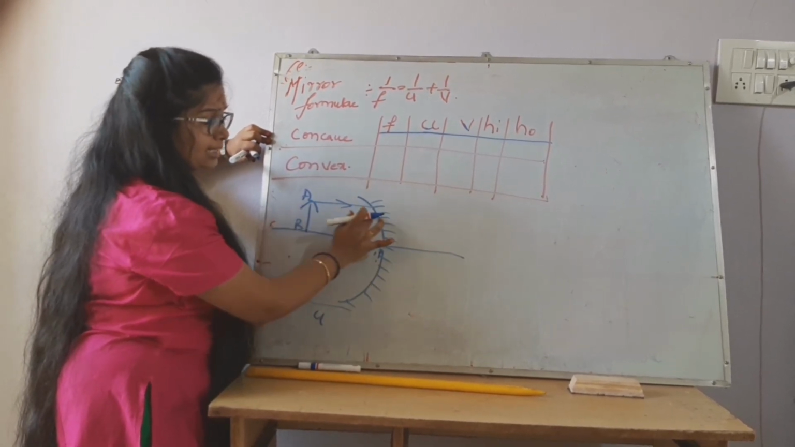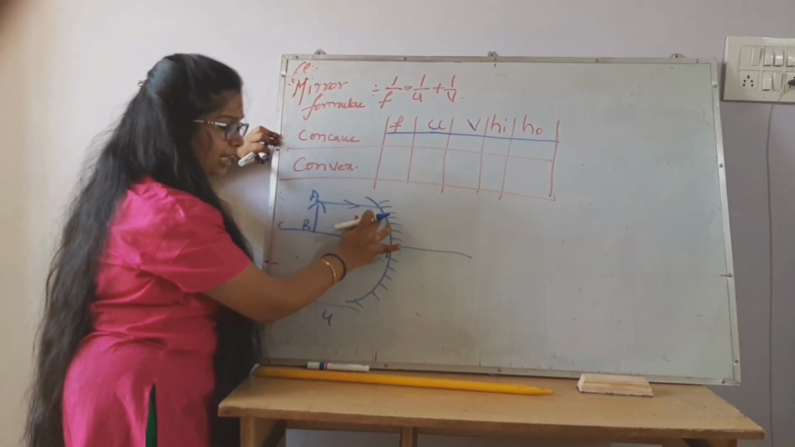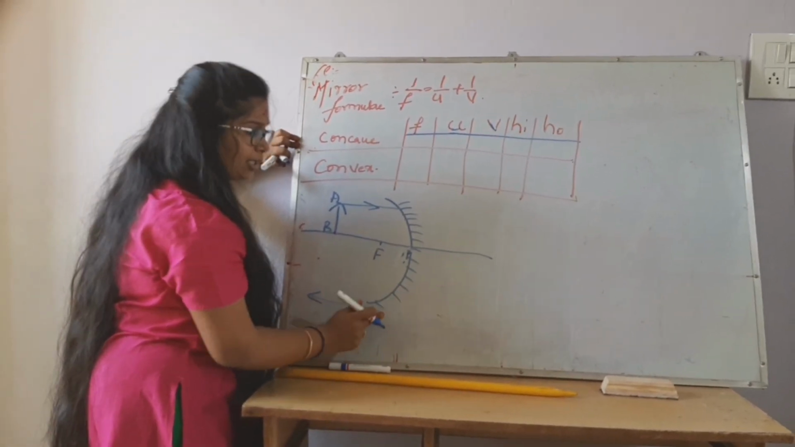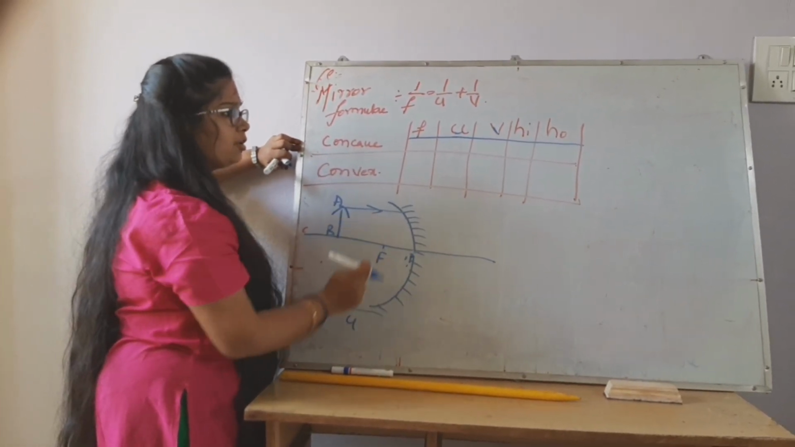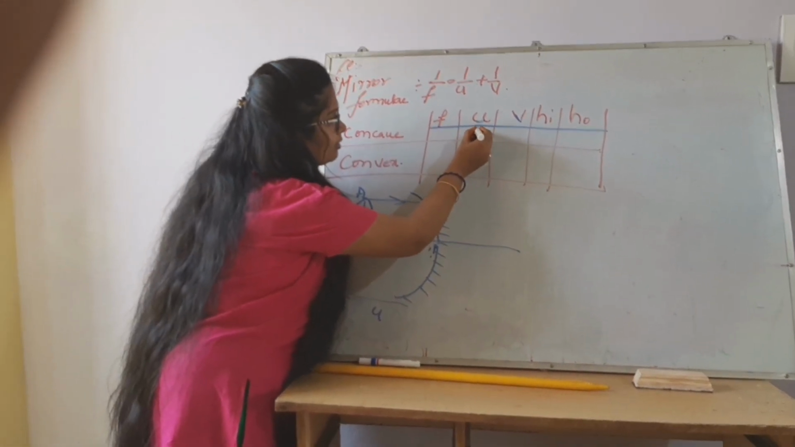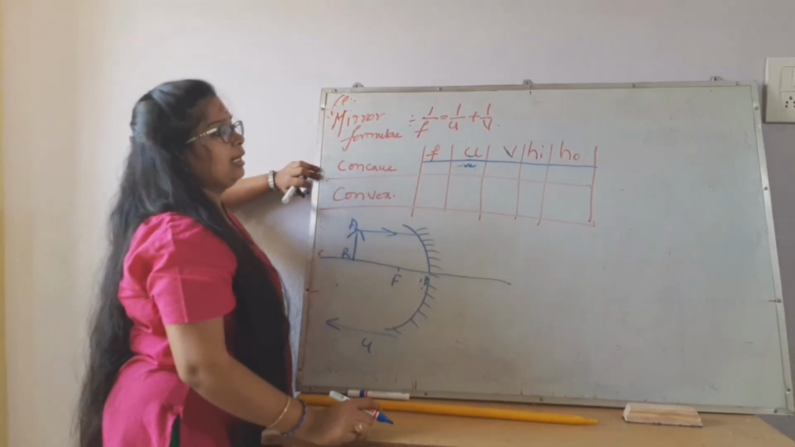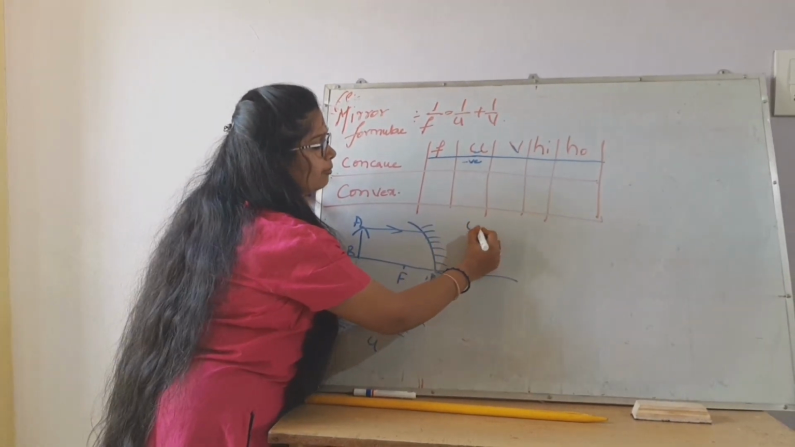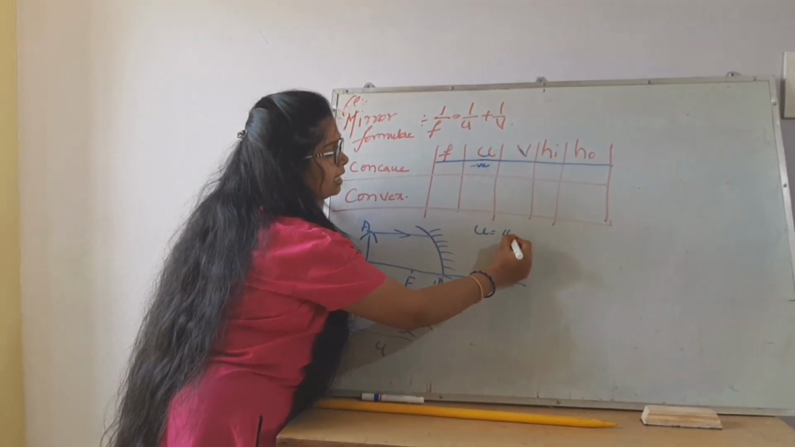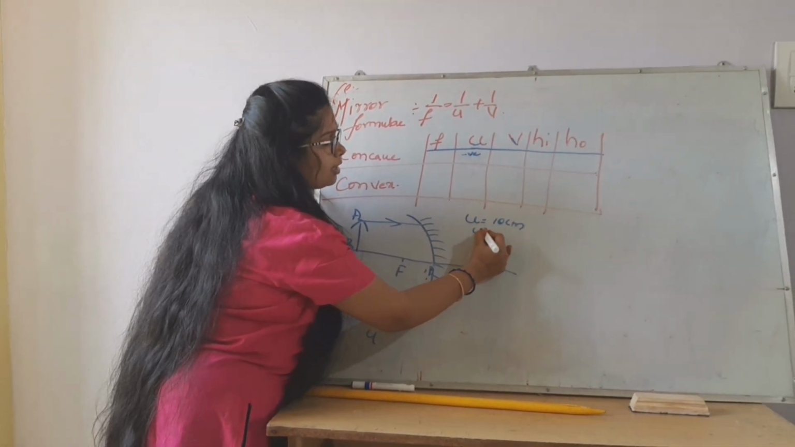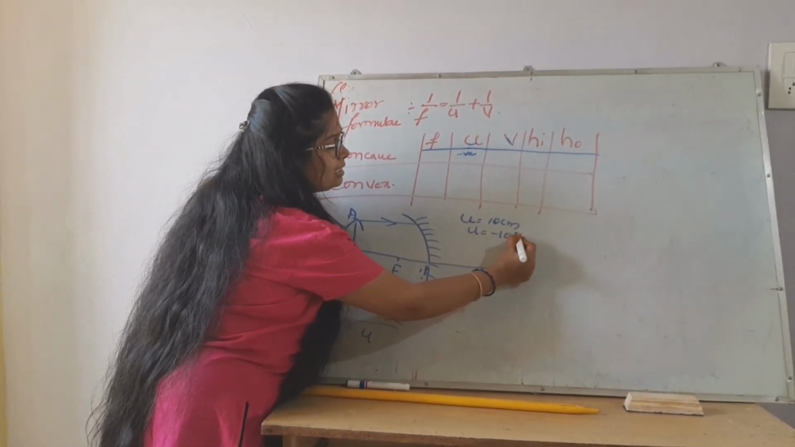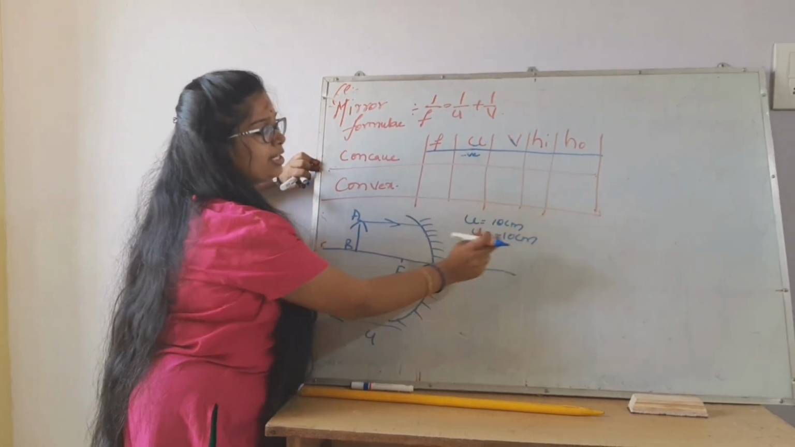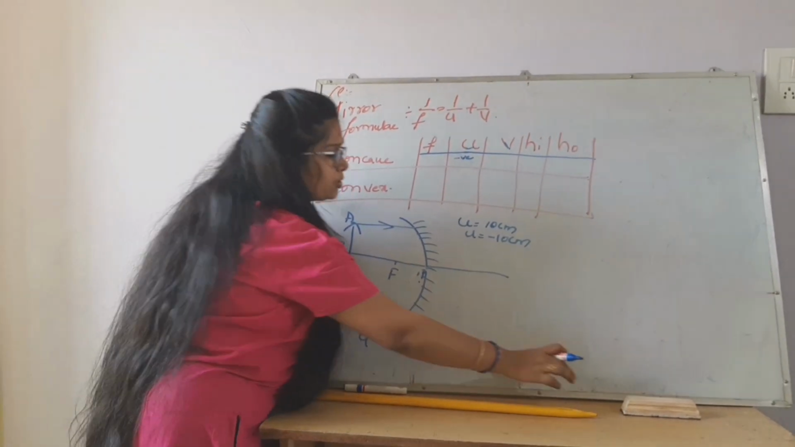The incident ray is in this direction, from left to right. The object distance is from right to left. So it is in the opposite direction, negative you need to take. Negative, minus. If they give concave mirror object distance 10 centimeter, you are supposed to take u is equal to minus 10 centimeters, with sign convention you are supposed to take.